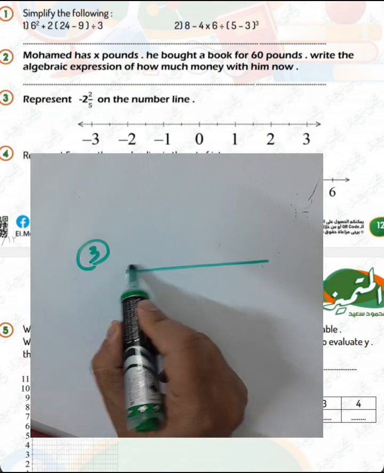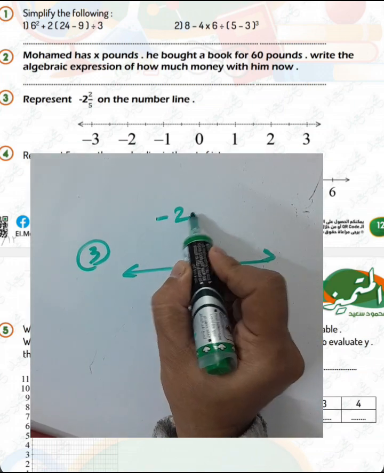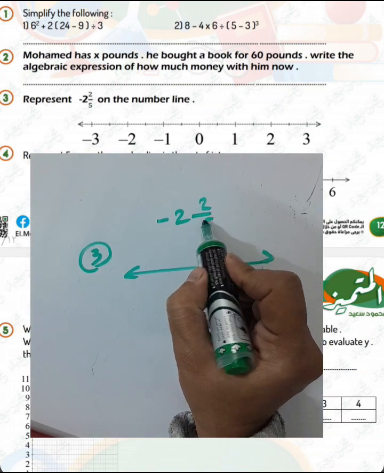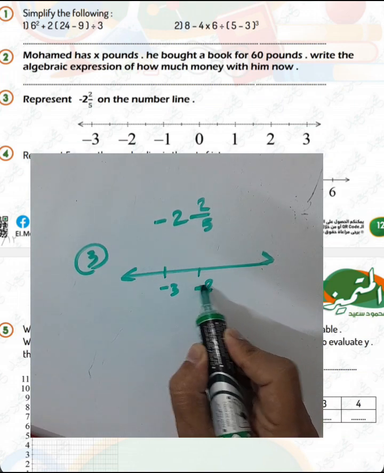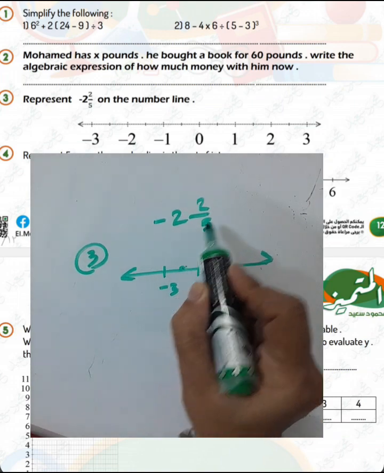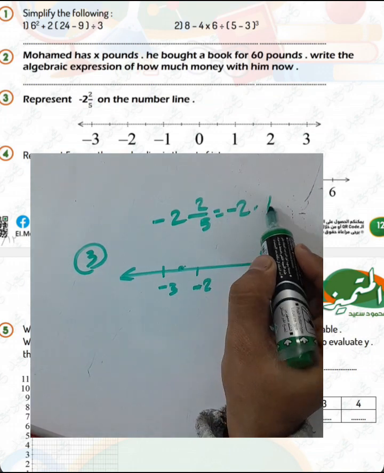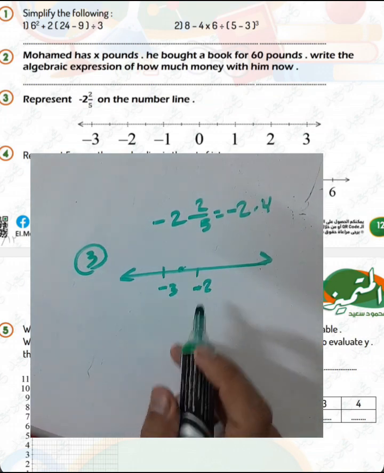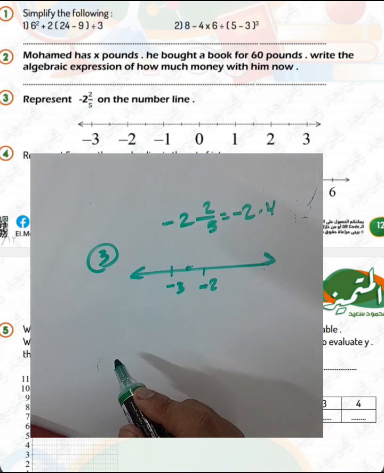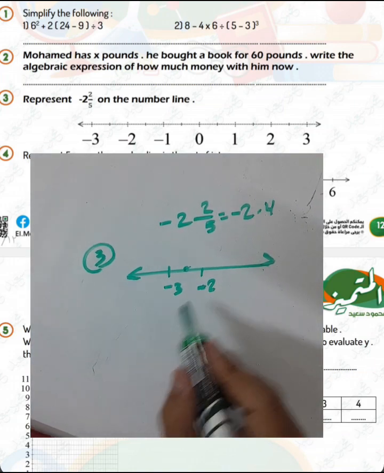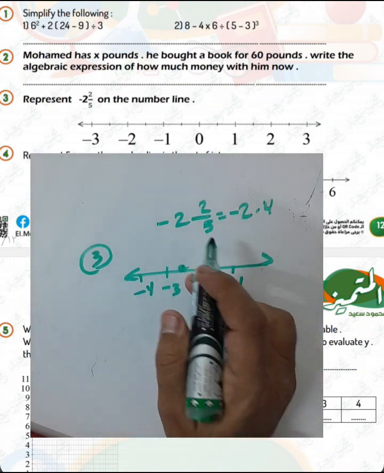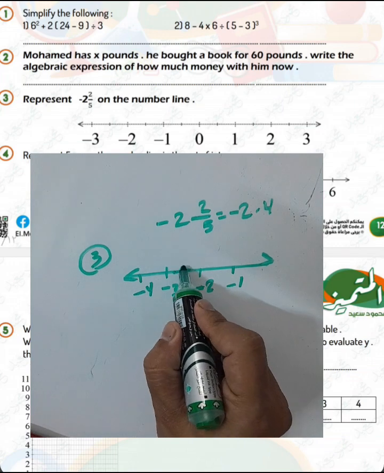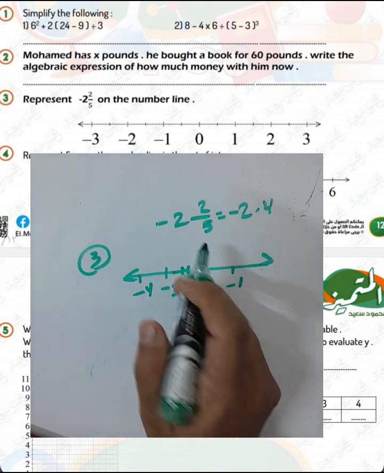Okay, next question, number 3. Represent negative 2 and 2 over 5 on the number line. It lies between negative 2 and negative 3, because negative 2 and 2 over 5 is negative 2.4. It's nearest to the half. This is the place of the number. It lies between negative 2 and negative 3 on the number line. This number lies between two numbers. It's nearest to the middle. Okay, this number here is negative 2.4.